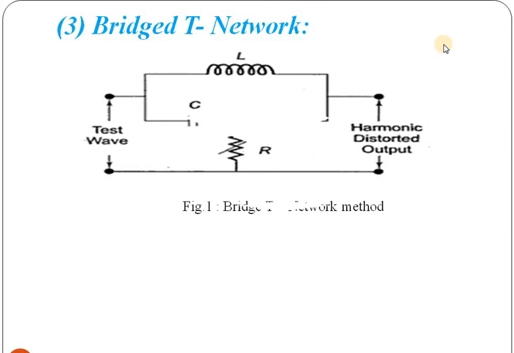Now we go for the tau type, that is the Bridgetti network. We consider the Bridgetti network arrangement. Here we have an arrangement of an LC combination along with a resistor. Here the resistor is a variable resistor.